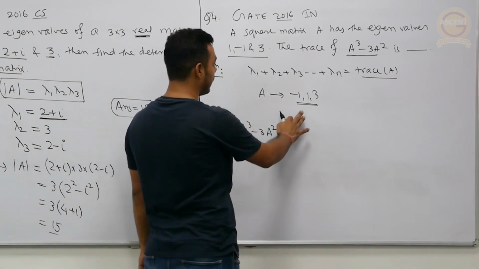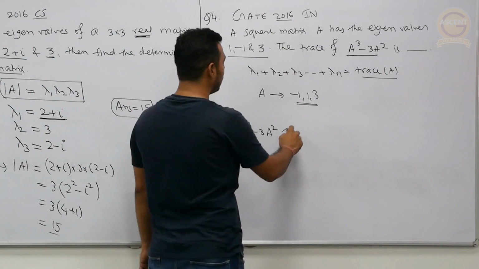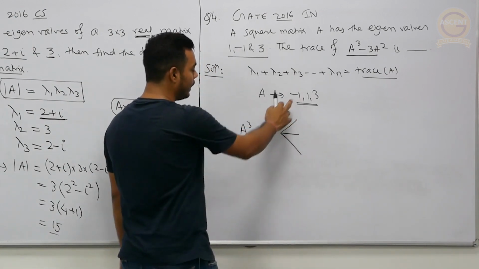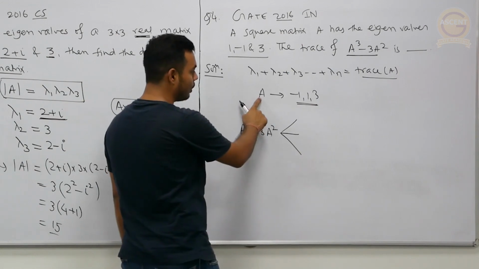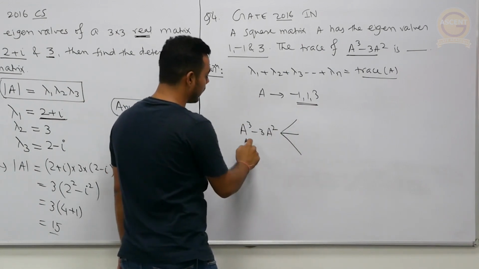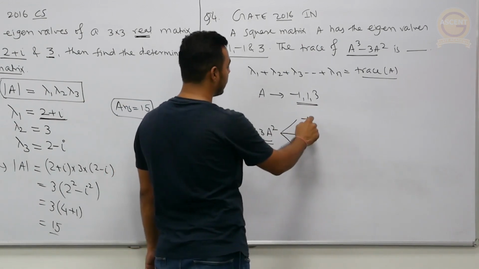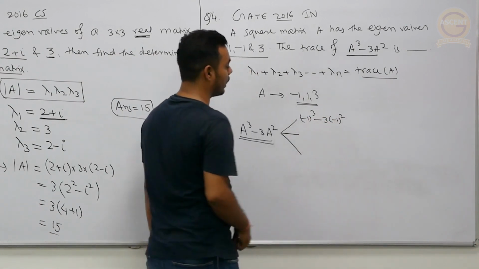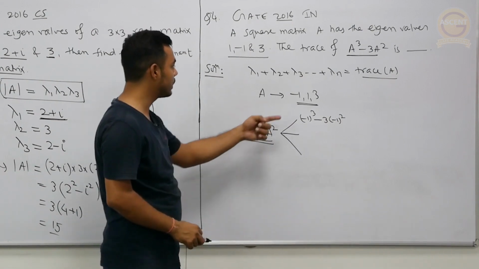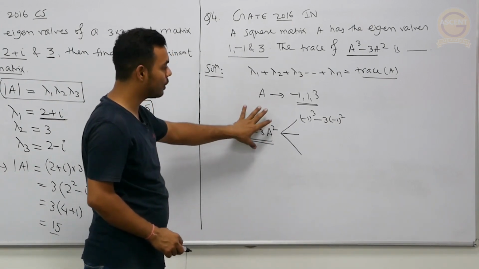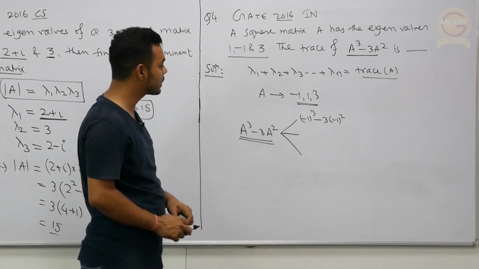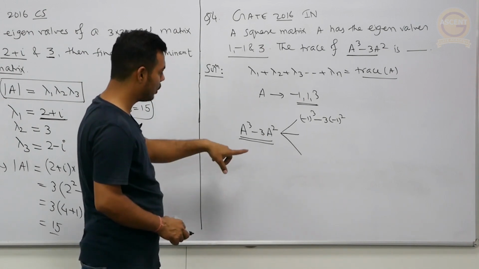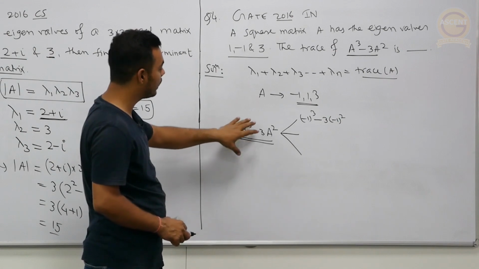Now see, there are three possible eigenvalues. So I'm going to draw three arrows, and corresponding to minus 1, if the eigenvalue of matrix A is minus 1, then the eigenvalue of A cube minus 3A square will be minus 1 cube minus 3 into minus 1 square. Okay, simply substitute this number minus 1 here. We'll see how this property is derived when we discuss eigenvectors. But we have seen this was our fourth property.